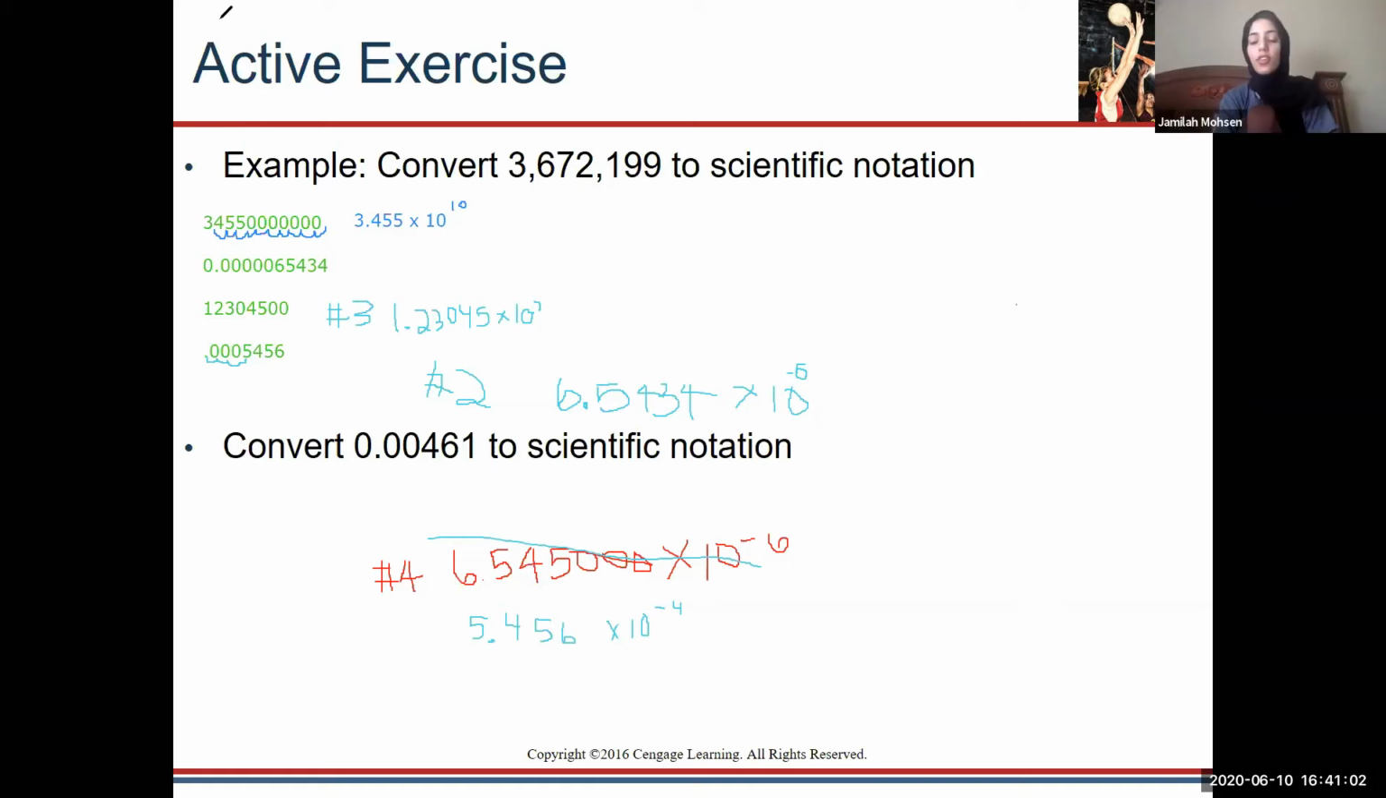Wait, I have a question. When there are zeros, you don't have to write them, right? If they're trailing zeros here, you don't have to write them. If they're leading zeros, you don't have to write them. That's what I did for number 4. Okay. Lesson learned. Okay. Let's see. Can I clear? Yes. Okay, good.